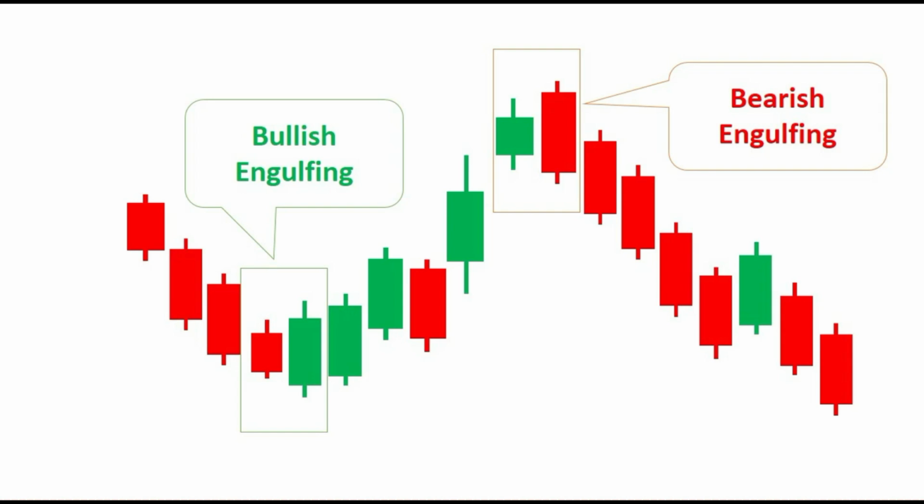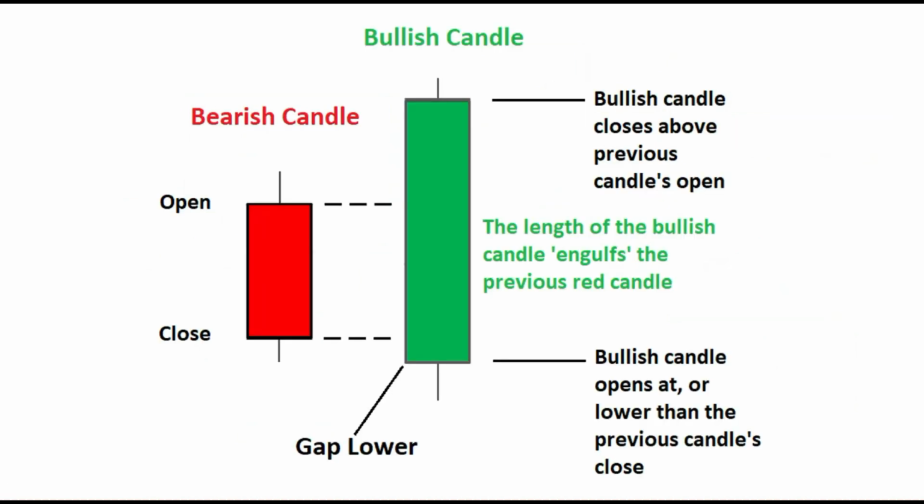First, we need to see what the bullish engulfing candle is. The bullish engulfing candle closes above the previous candle's open. The bullish candle opens at or lower than the previous candle's close, so you can see the lower gap. The length of the bullish candle engulfs the previous red candle, and you can see that in this picture.